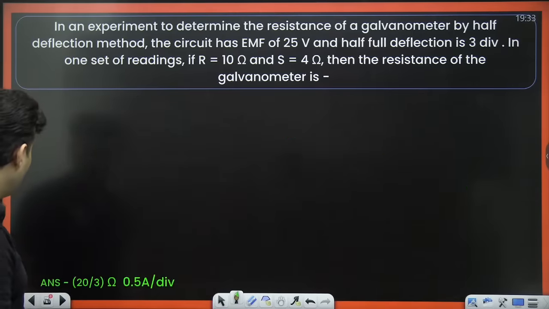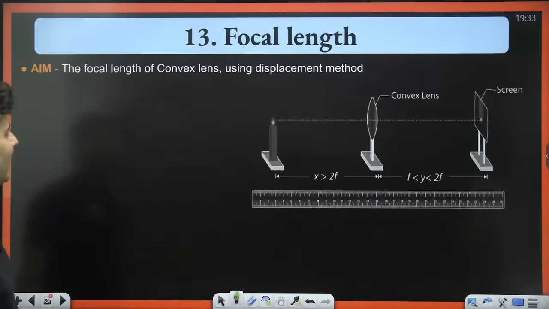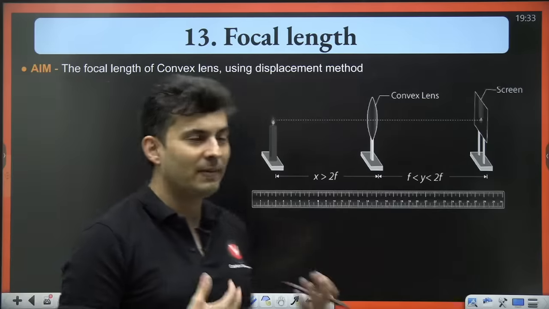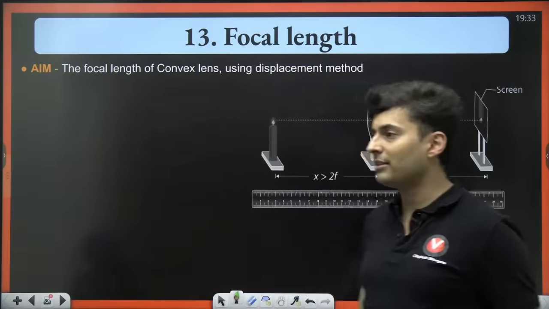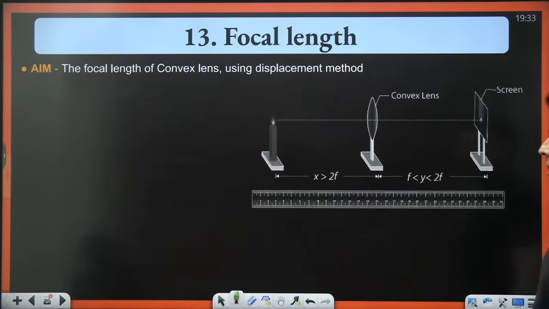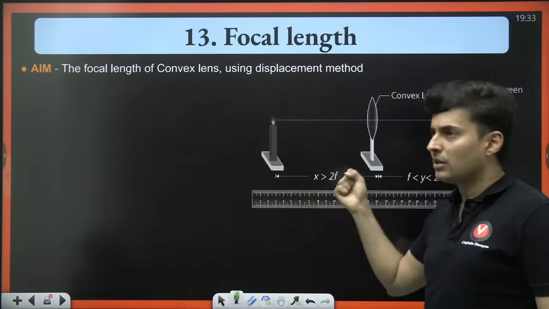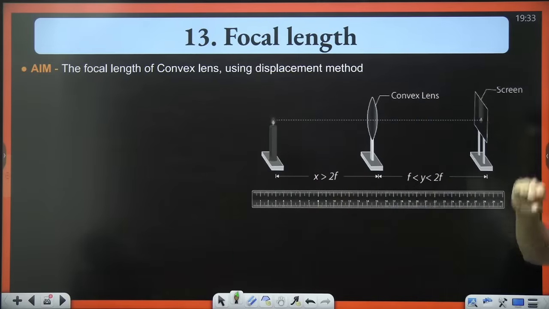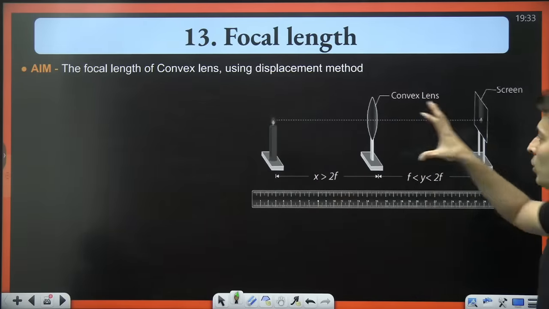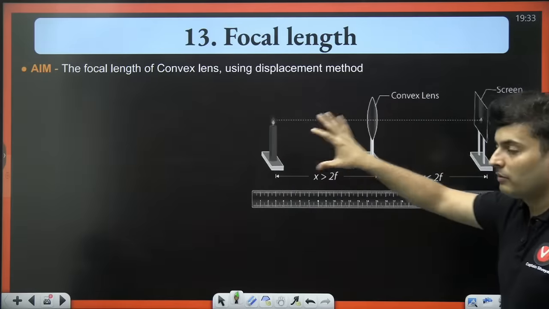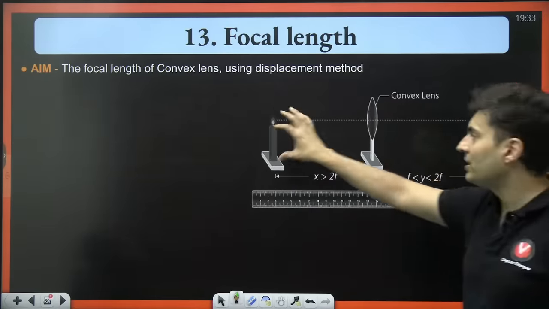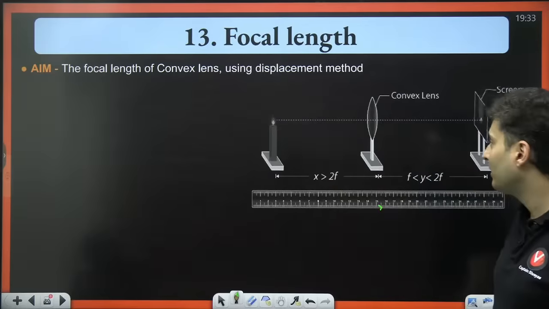Very nice. Moving on to the next one. That is finding the focal length using your displacement method. This is what is there in your syllabus, where you have an object like a candle or a light source. You have a lens, and on the other side you have a screen where you get the image of this particular source or the object.